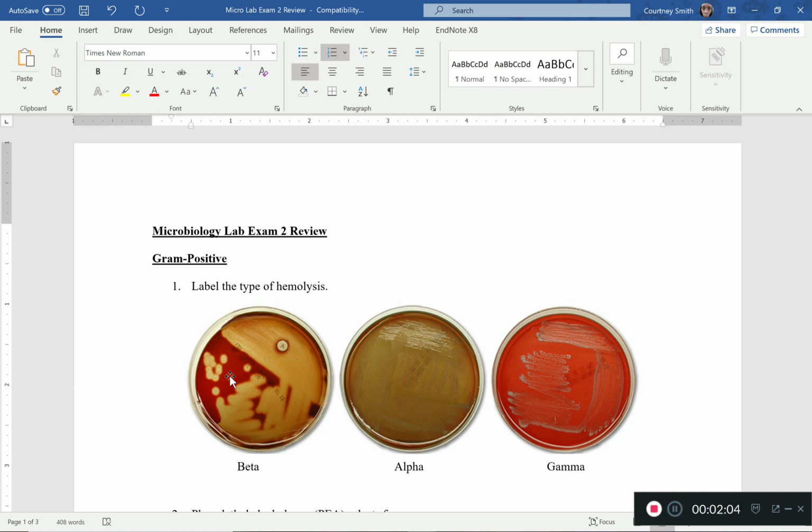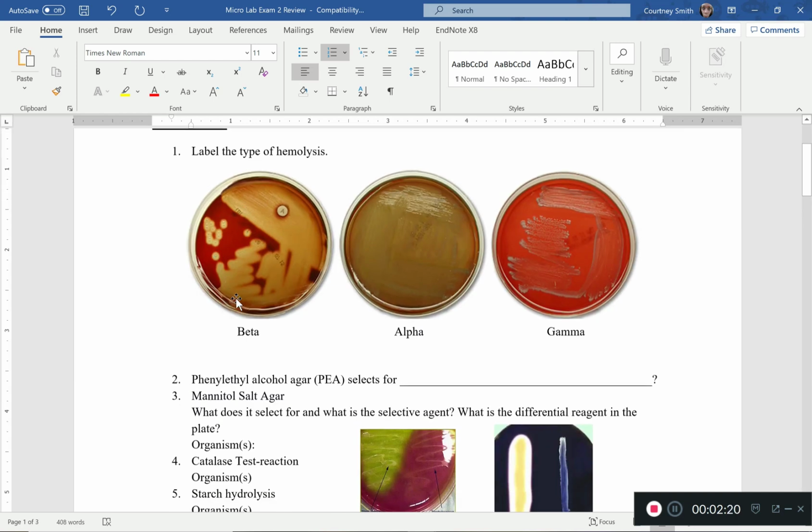If you know the majority of the gram-positive and gram-negative lab, you're going to do very well on this test, because that is where the majority of the concepts are going to come from. So let's go ahead and start with the gram-positive lab.